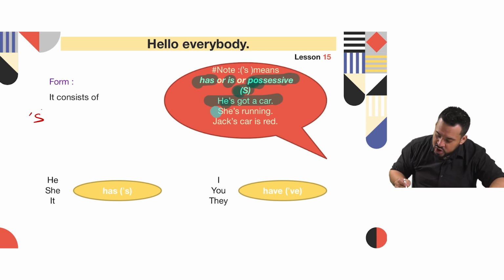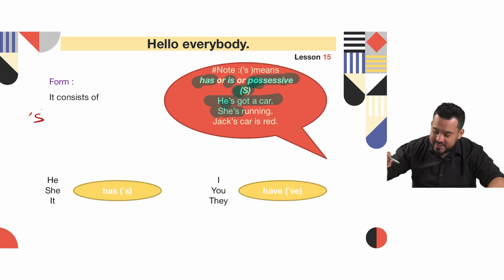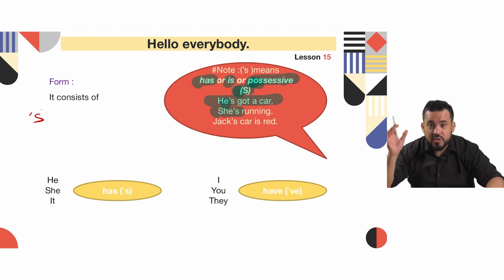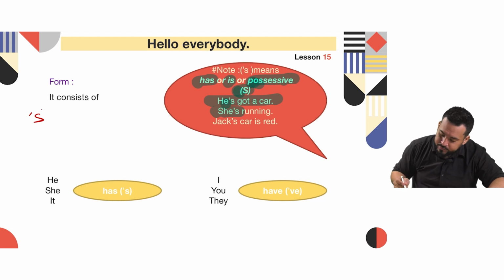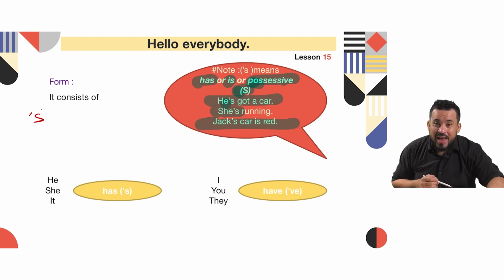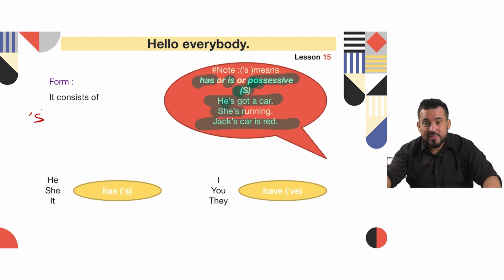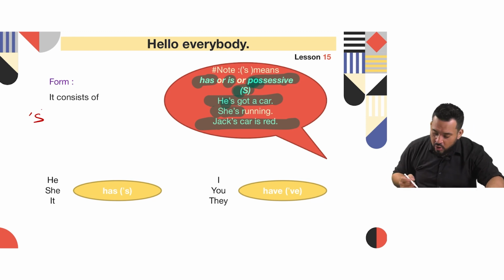The second one, she's running. Here we use apostrophe S as a form of a contraction for is. She is running. She's running. The last one is Jack's car is red. This is possessive S. That means Jack owns this car and this is his car. Jack's car is red.